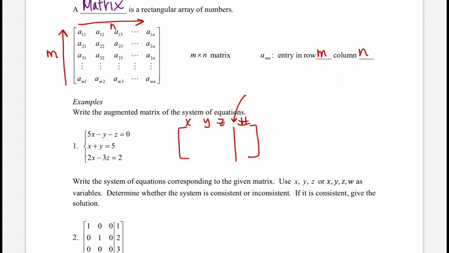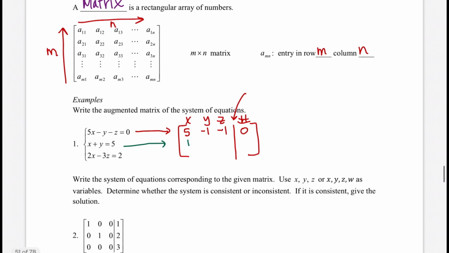So on our first equation, 5x minus y is like a minus 1y, and then minus z is a minus 1z, and that's all going to equal 0. We have our x plus y equals 5. We have 1x, which is just a 1 here, and a 1y. Now notice there are no z's, so I have to put a placeholder in for the z position, which is 0, and then that all equals 5.